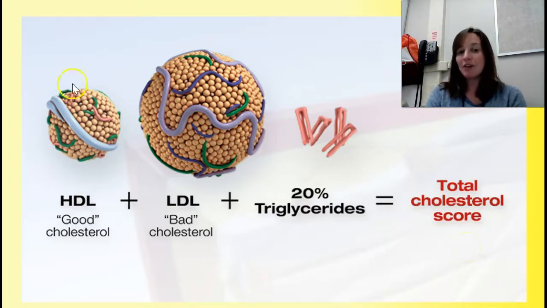But this number can be deceiving, because if you have a very high total cholesterol score, it could mean that you have very high HDL, which would actually be a good thing. Or it could mean you have very high LDL, which is a very bad thing. So if you get a total cholesterol score and it's high, don't let anybody tell you right up front that that's a bad thing, because it might not be. You might be high in HDL. You would just need to get further testing.